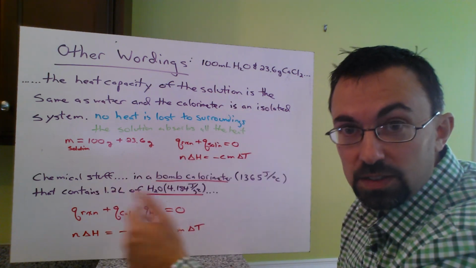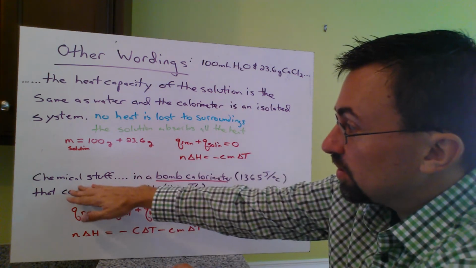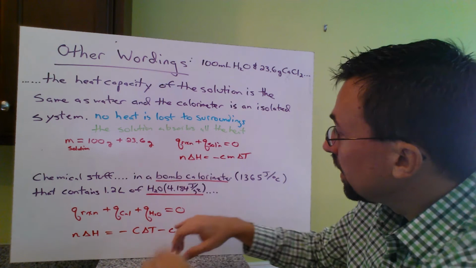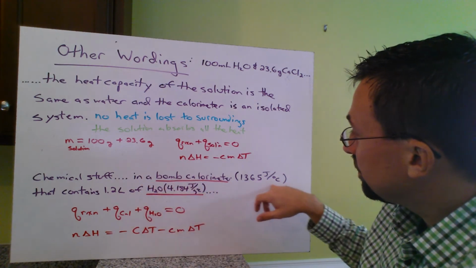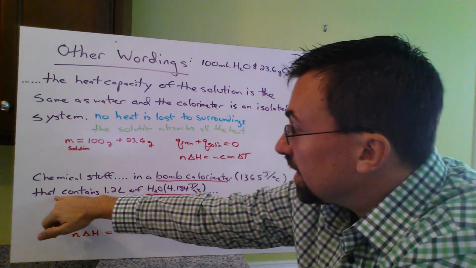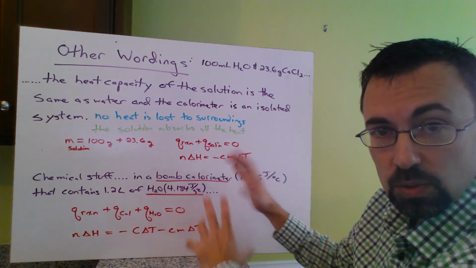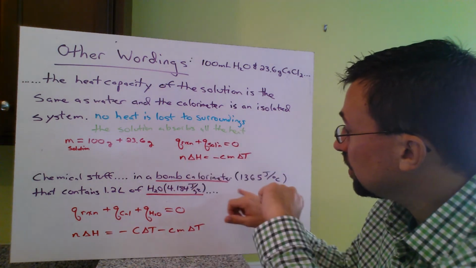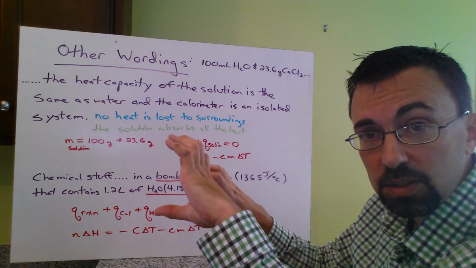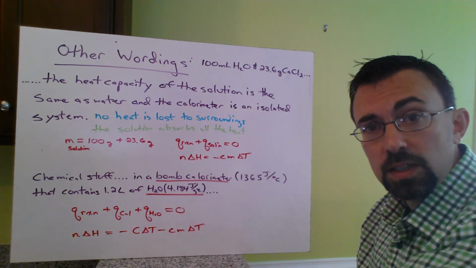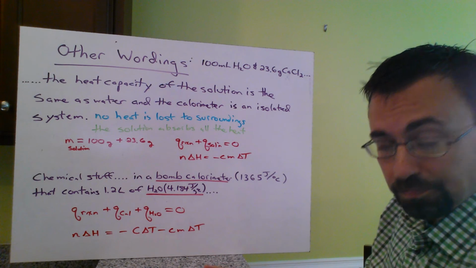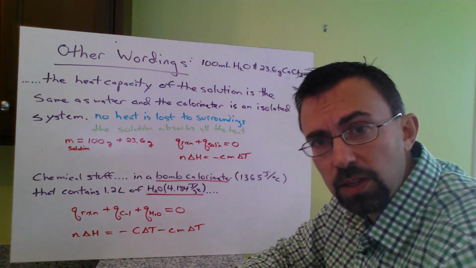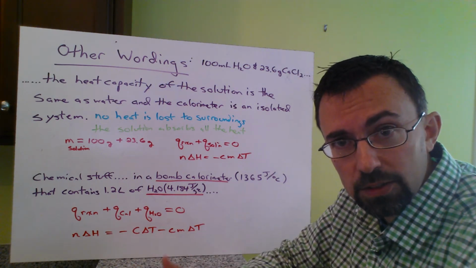Still another version of the same problem. Chemical stuff, blah, blah, blah, is done in a bomb calorimeter. They give you a capacity. And the bomb calorimeter contains water with a capacity. So they're trying to tell you something here, because sometimes you don't always fill out the bomb calorimeter exactly the same each time. So this is a practical thing that comes out of lab, where you would weigh the water each time and do that as a separate calculation.